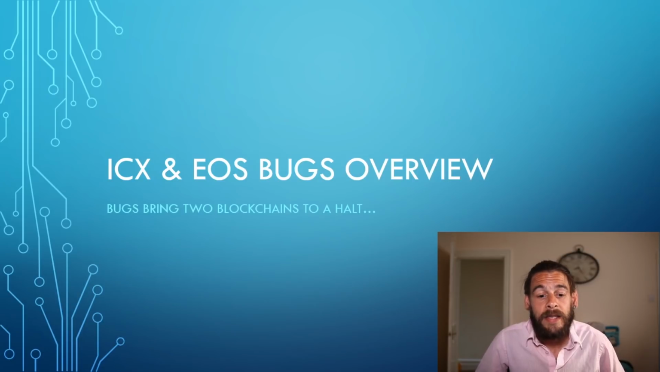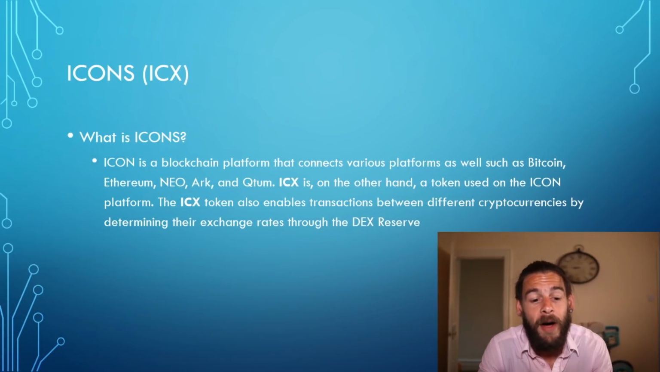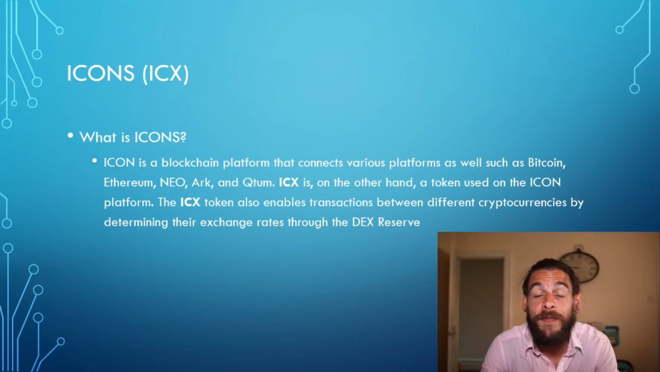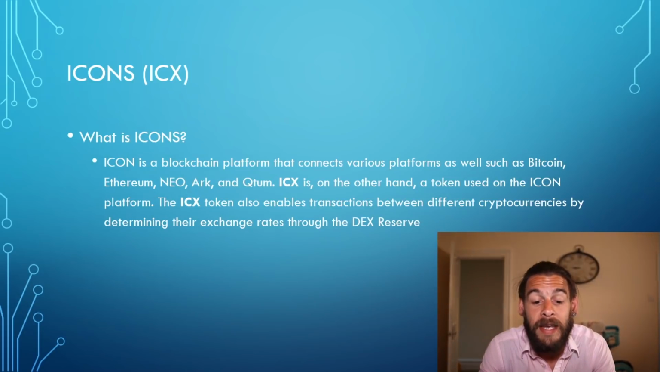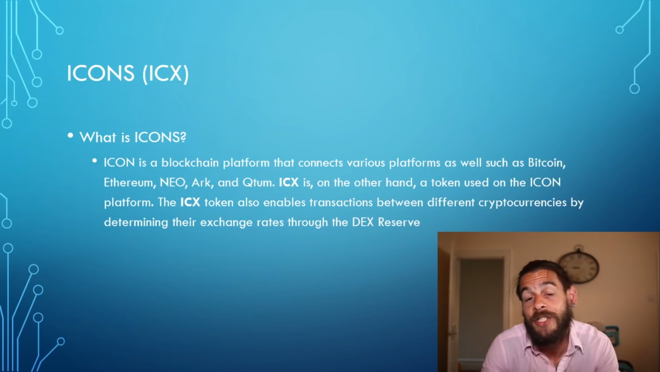That said, let's get into the nitty-gritty of what this video is all about, and we will start with ICON. Okay, so what is ICON? Well, ICON is a blockchain platform that connects various platforms such as Bitcoin, Ethereum, Neo, and Quantum. ICX is, on the other hand, a token used on the ICON platform. The ICX token enables transactions between different cryptocurrencies by determining their exchange rates through the decentralized exchange reserve.